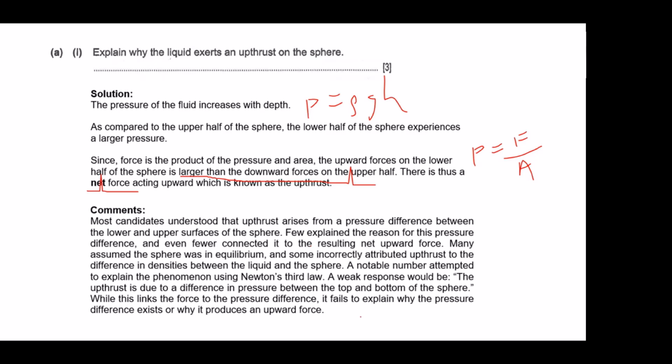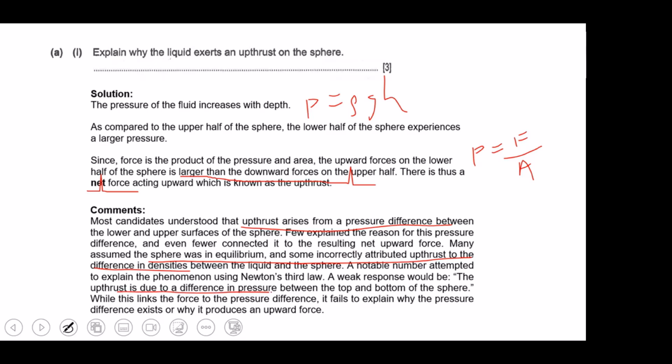It was well understood that the upthrust arises from a pressure difference, rho gh. The sphere was not in equilibrium. Many of them incorrectly attributed the upthrust to the difference in density of the liquid and density of the sphere, right? Avoid doing this.